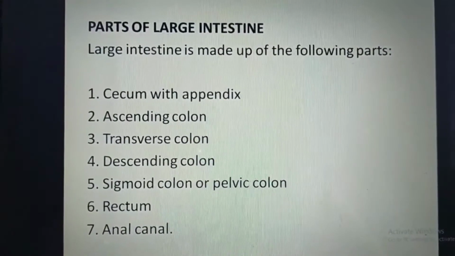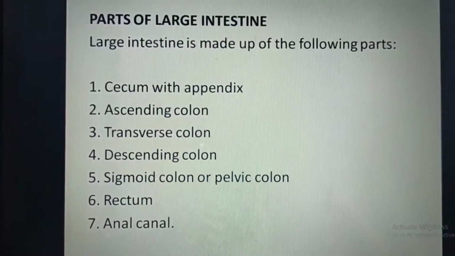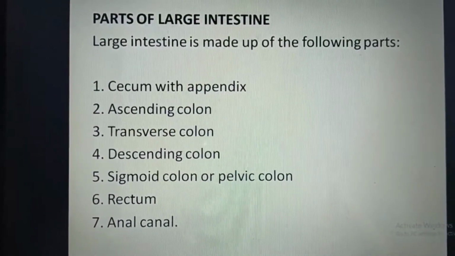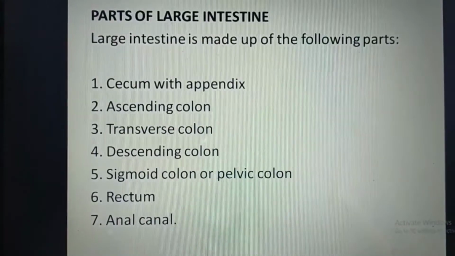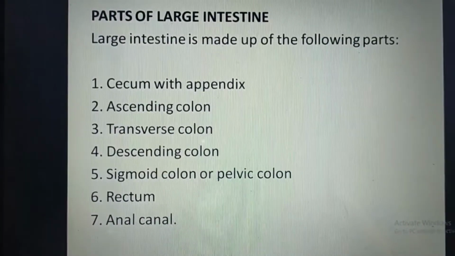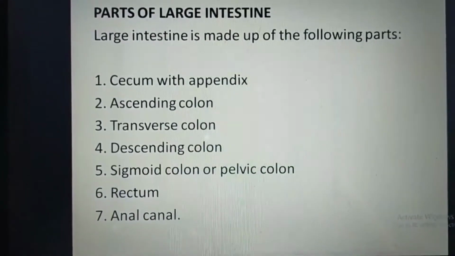Now we'll see the parts of the large intestine. Large intestine is made up of the following parts: cecum with the appendix, ascending colon, transverse colon, descending colon, sigmoid colon or pelvic colon, rectum and anal canal.